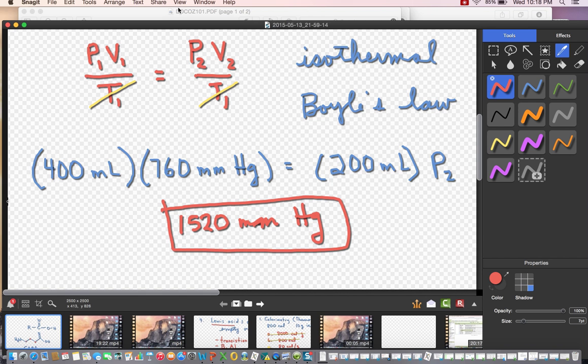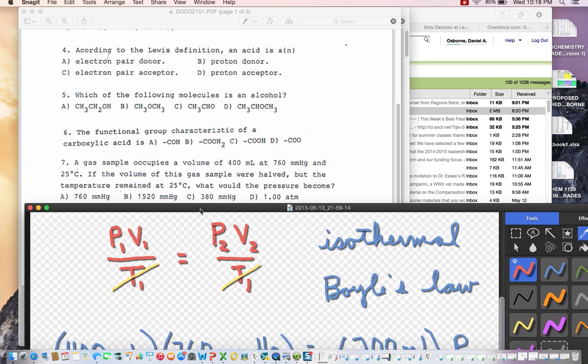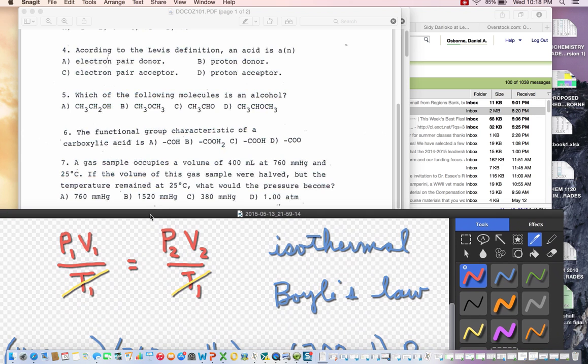But if we look at the problem more carefully, we didn't have to go through all of this detail, because if the temperature doesn't change, pressure and volume are inversely proportional. If volume goes down by a factor of 2, pressure must go up by a factor of 2. So A and D are exactly the same answer. I've just changed the unit. C decreases the pressure. Only B makes any sense to pick. And so for number 7, the credited response is B.